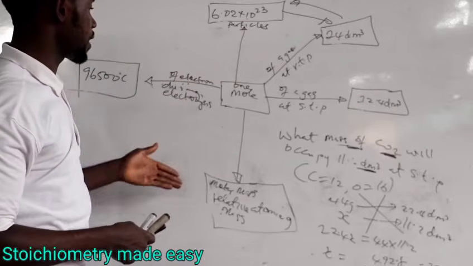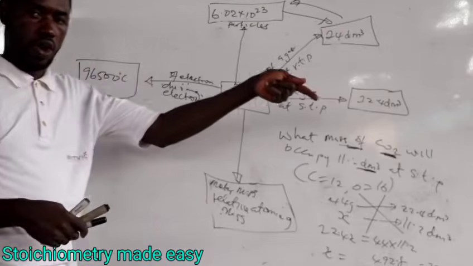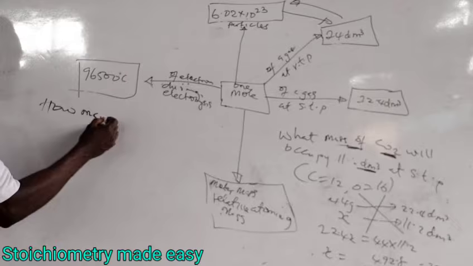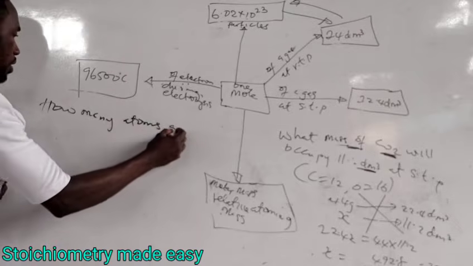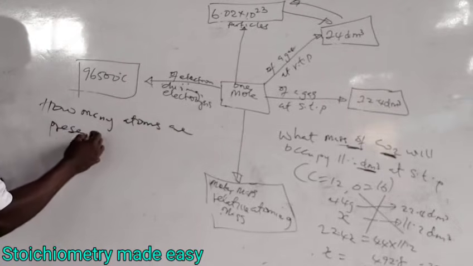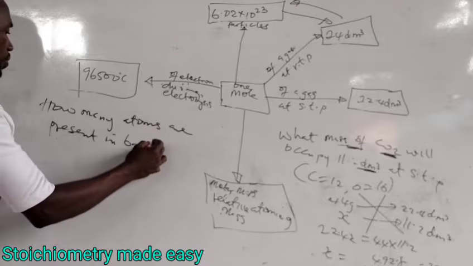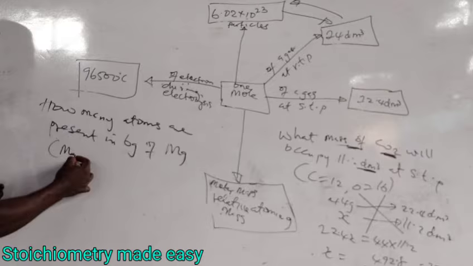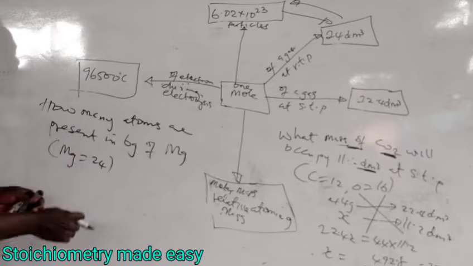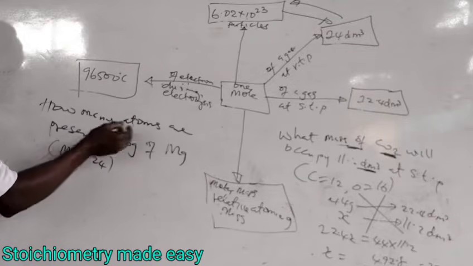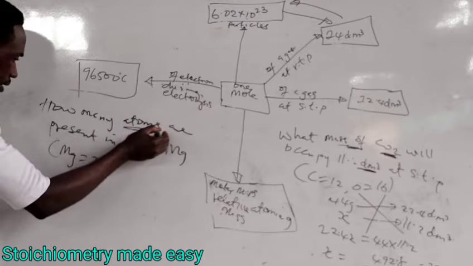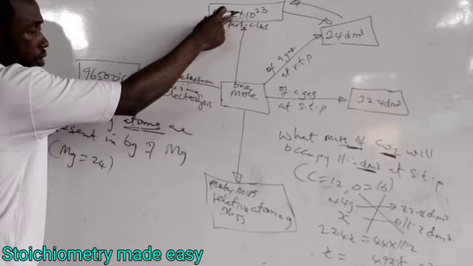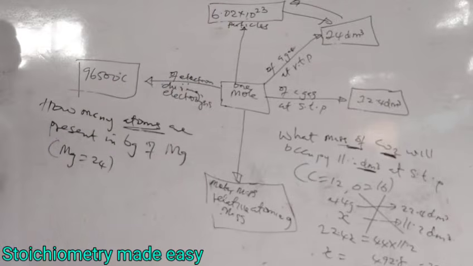So if the question is saying, how many atoms are present in 6 grams? Watch it now. How many atoms are present in 6 grams of, let's say, magnesium itself? In brackets, they will tell you that magnesium is 24. Simple. They are talking about atoms first. You mark it. So when atom appears, you must remember this particle, which is what? 6.02 times 10 raised to the power 23.